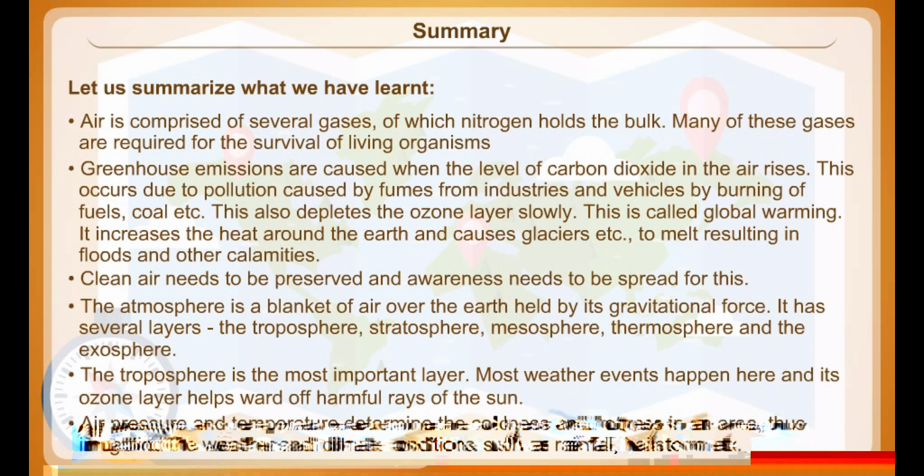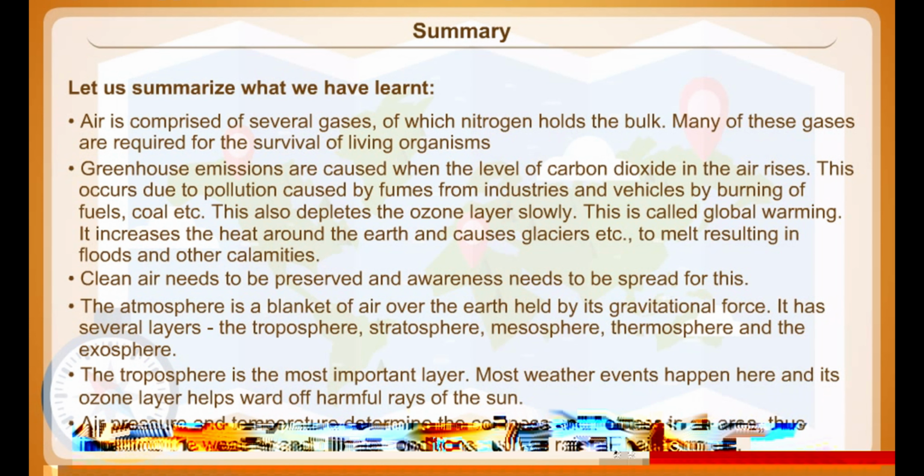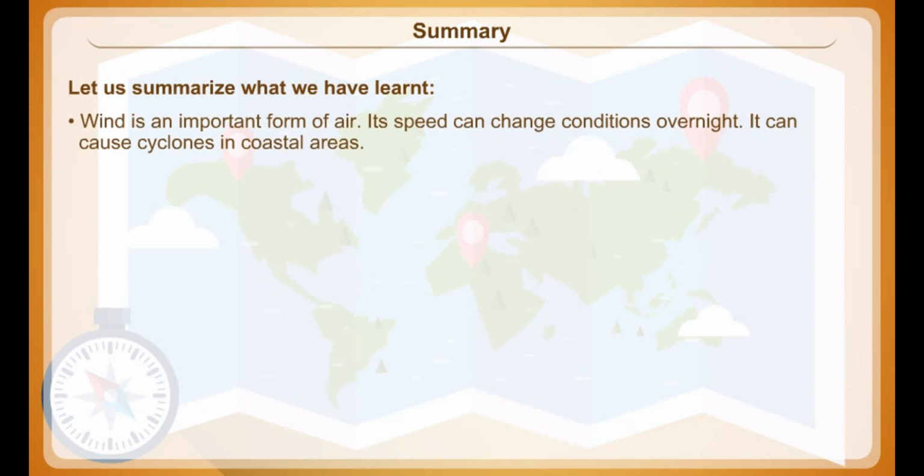Air pressure and temperature determine the coldness and hotness in an area, thus impacting the weather and climate conditions such as rainfall, hailstorm, etc. Wind is an important form of air. Its speed can change conditions overnight. It can cause cyclones in coastal areas.